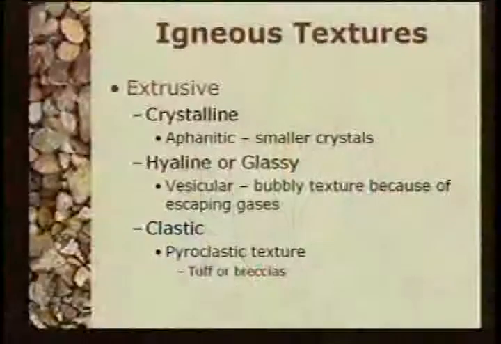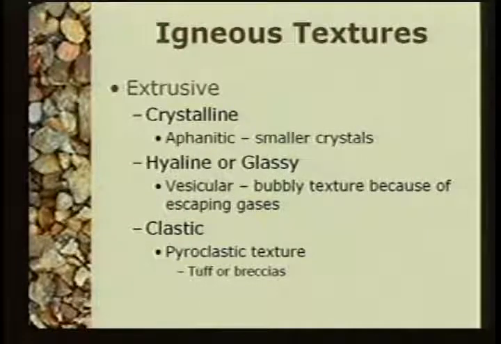If the rock erupted extrusively, let's go to the PowerPoint slide quickly, we can see that we have 3 different types of textures. We can have a crystalline texture where we have small crystals, that's aphanitic. We can have a glassy or hyaline texture, that's when no crystals form. Again, these are not minerals, they are not crystalline. If escaping gases left a frothy or bubbly texture, we call that vesicular. And extrusive igneous rocks can also have a clastic, a pyroclastic texture. We can get tuffs or volcanic breccias.